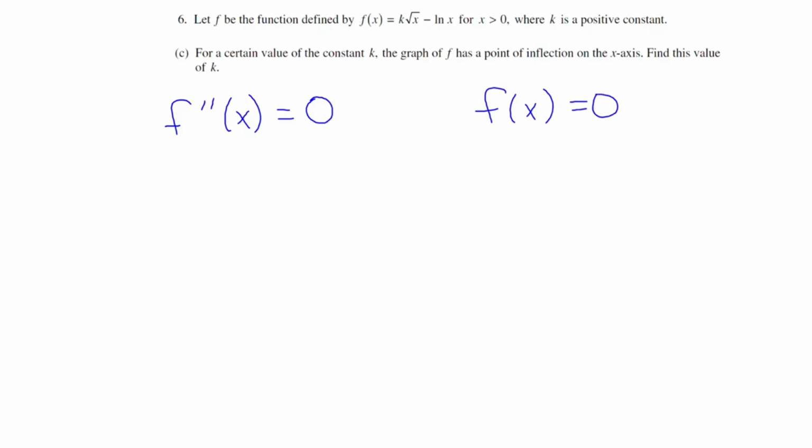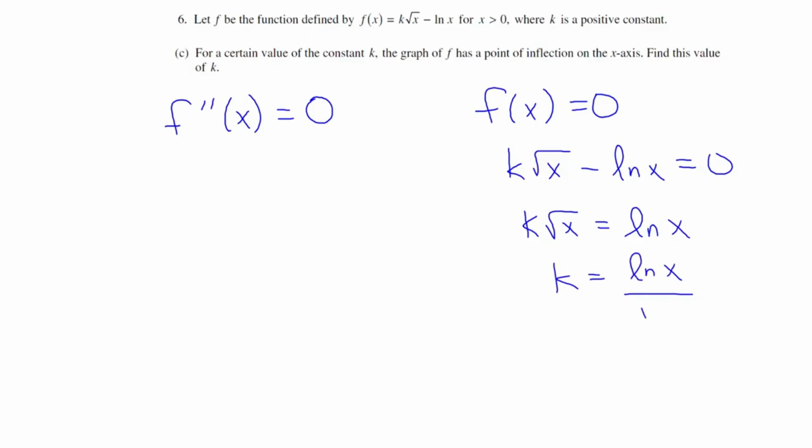So when does f of x equal 0? Well, f of x equals 0 at the k value. So we have k root x minus ln x is equal to 0. So that'd be k root x equals ln x, or k is the natural log of x over root x. And for f double prime of x equal to 0, we had negative 1/4 k x to the negative 3/2 plus 1 over x squared, or plus x to the negative 2. And we want that to equal 0.